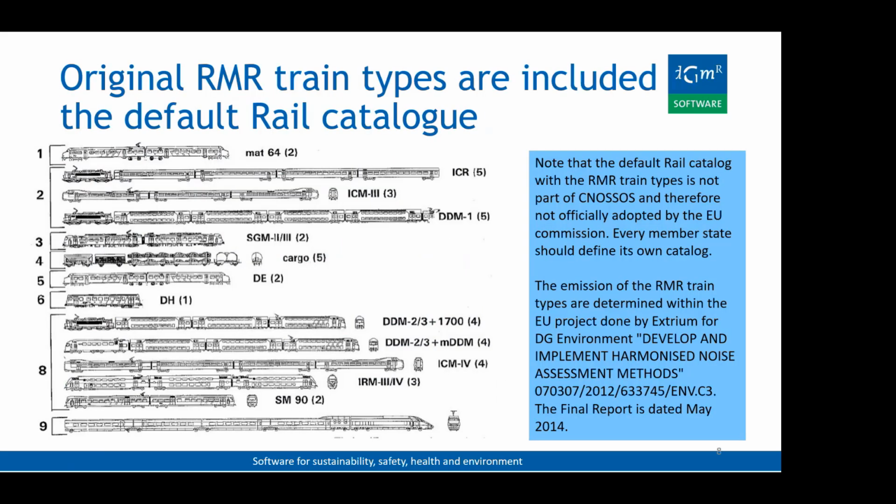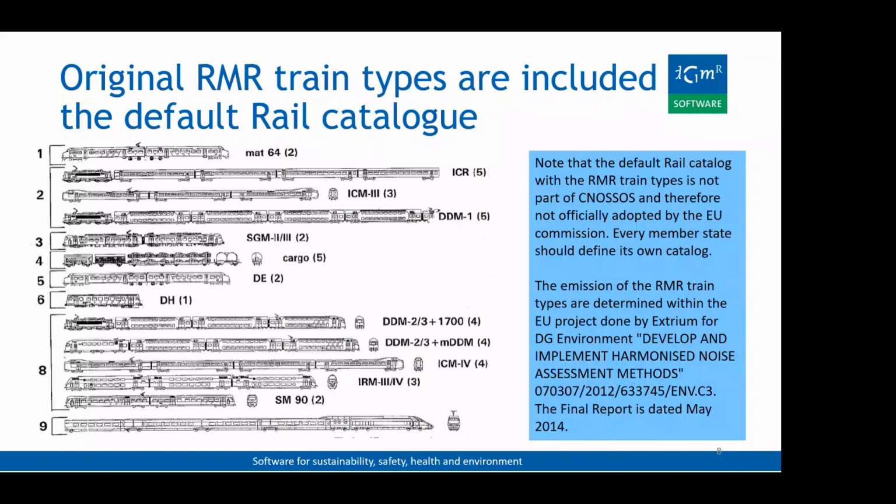Looking at the railway catalog, the original RMR train types that were used in the interim method for the European noise mapping projects are included in the default rail catalog in iNoise. However, note that this default rail catalog is not part of CNOSSOS and therefore not officially adopted by the EU Commission. Every member state should define its own catalog specifically for railways. For road traffic, most likely everybody can use the default catalog, but for the rail track catalog, every member state should define its own catalog.